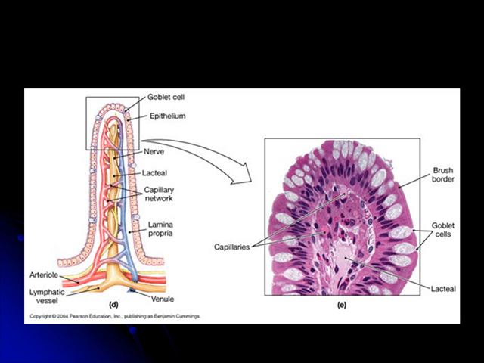This is a structure, again, where you can see the combination of the vein, the artery, and then the lacteal, which is the lymphatic vessel.